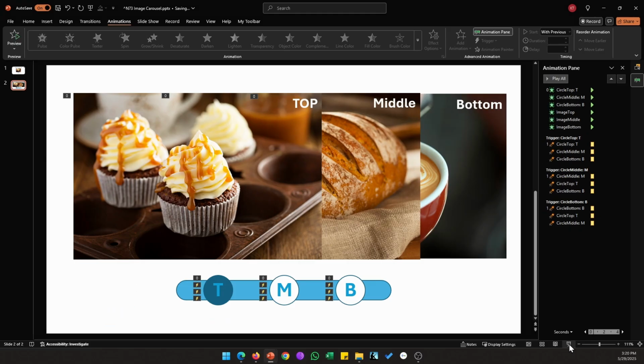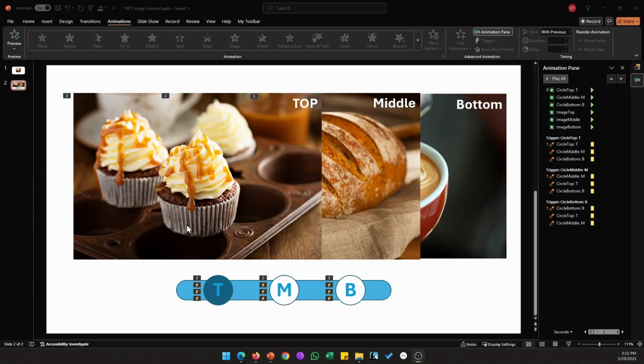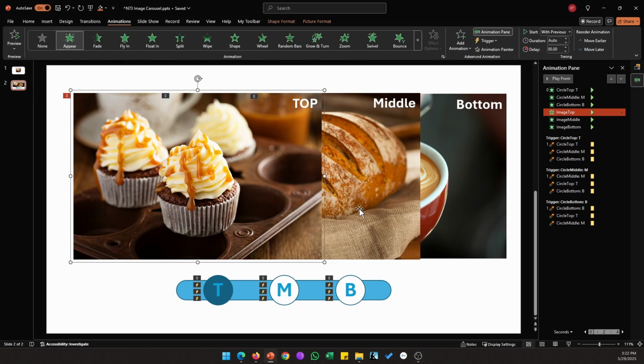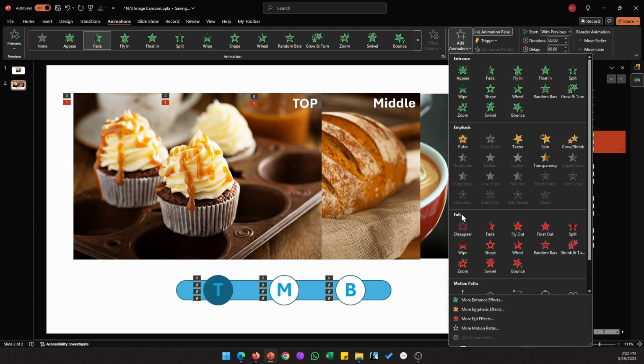Let's check these animations. So if I click on this middle button, this should turn white and this should remain white. Same behavior should happen with these remaining buttons. It's working nicely. Next, let's add the animations for images. So select the three images, click on add animation, click on fade, click on add animation again, click on disappear. Let's do that one more time.